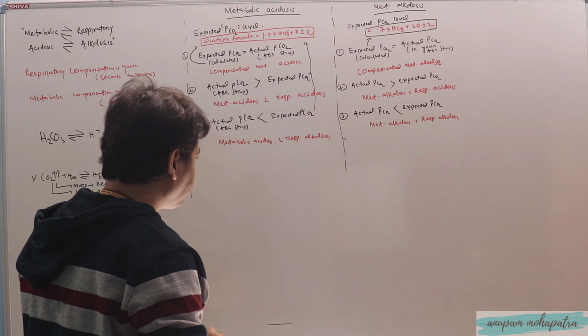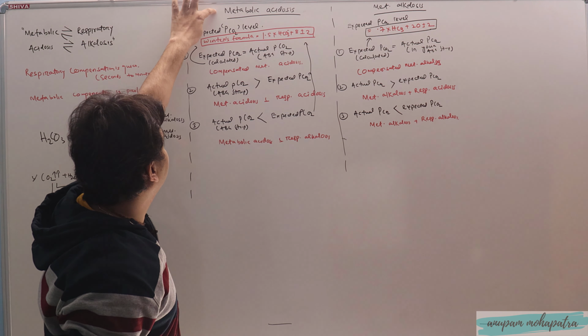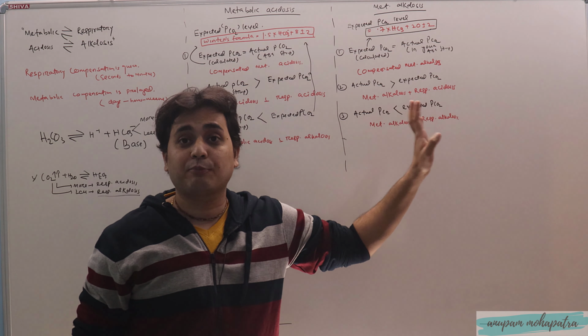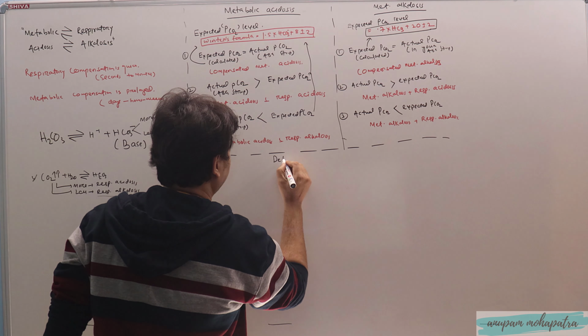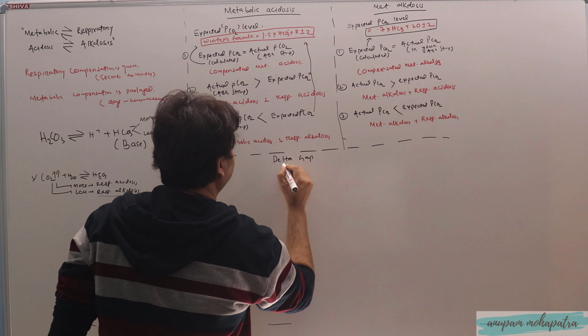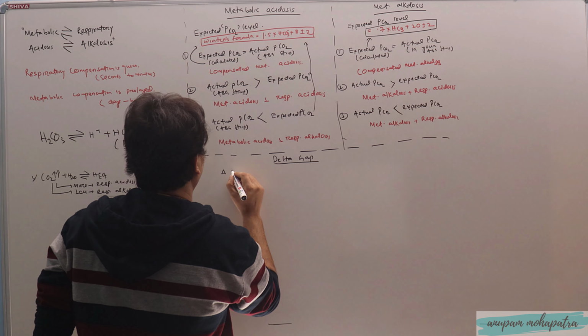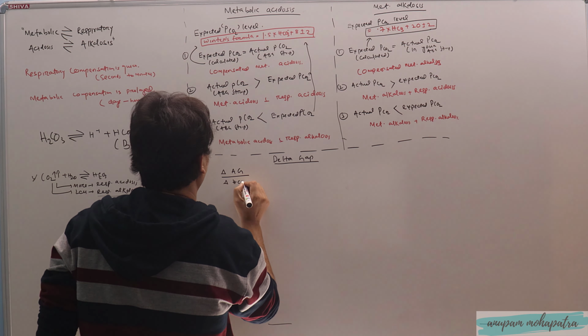So now we'll see. There is a primary disorder, metabolic acidosis, and we have found out a secondary problem in them. Whether a third problem is there or not, that now we'll find out. It's called delta gap. Delta gap is equal to delta anion gap divided by delta bicarbonate.